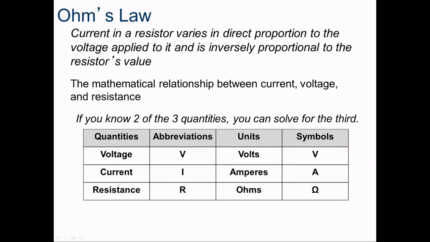Okay, let's discuss Ohm's law. Current in a resistor varies in direct proportion to the voltage applied to it and is inversely proportional to the resistor's value. It is a mathematical relationship between current, voltage, and resistance. If you know two of the quantities, you can solve for the third. Quantities: voltage, current, resistance. Abbreviations: V, I, R. Units: volts, amperes or amps, ohms. Symbols: V, A, and our omega symbol.